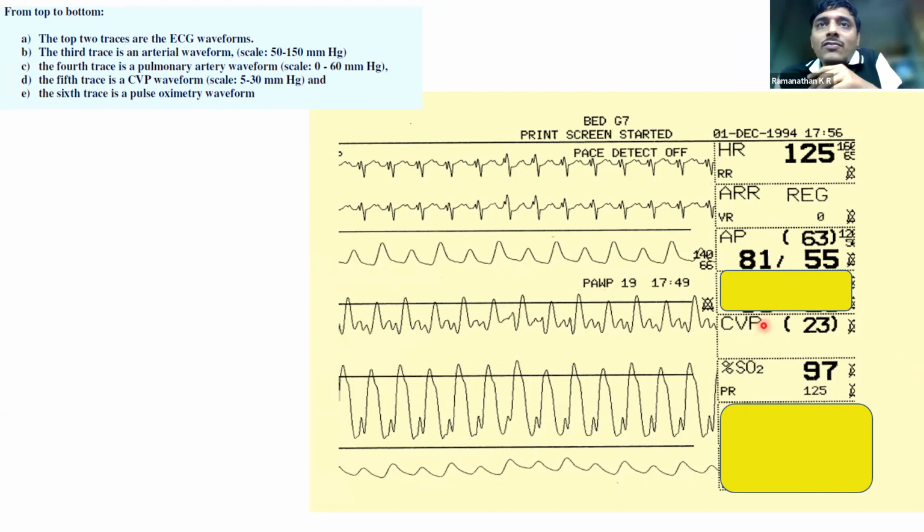Now let's ignore the rest of the waves here, except for the last one, which is saturation. And he is saturating 97% on 4 liters of nasal prongs. He's tachycardic too. Now, since he's got chest pain and your suspicion of acute MI is high, you would have definitely sent off your baseline investigations to rule out or ascertain our initial diagnosis of acute MI.